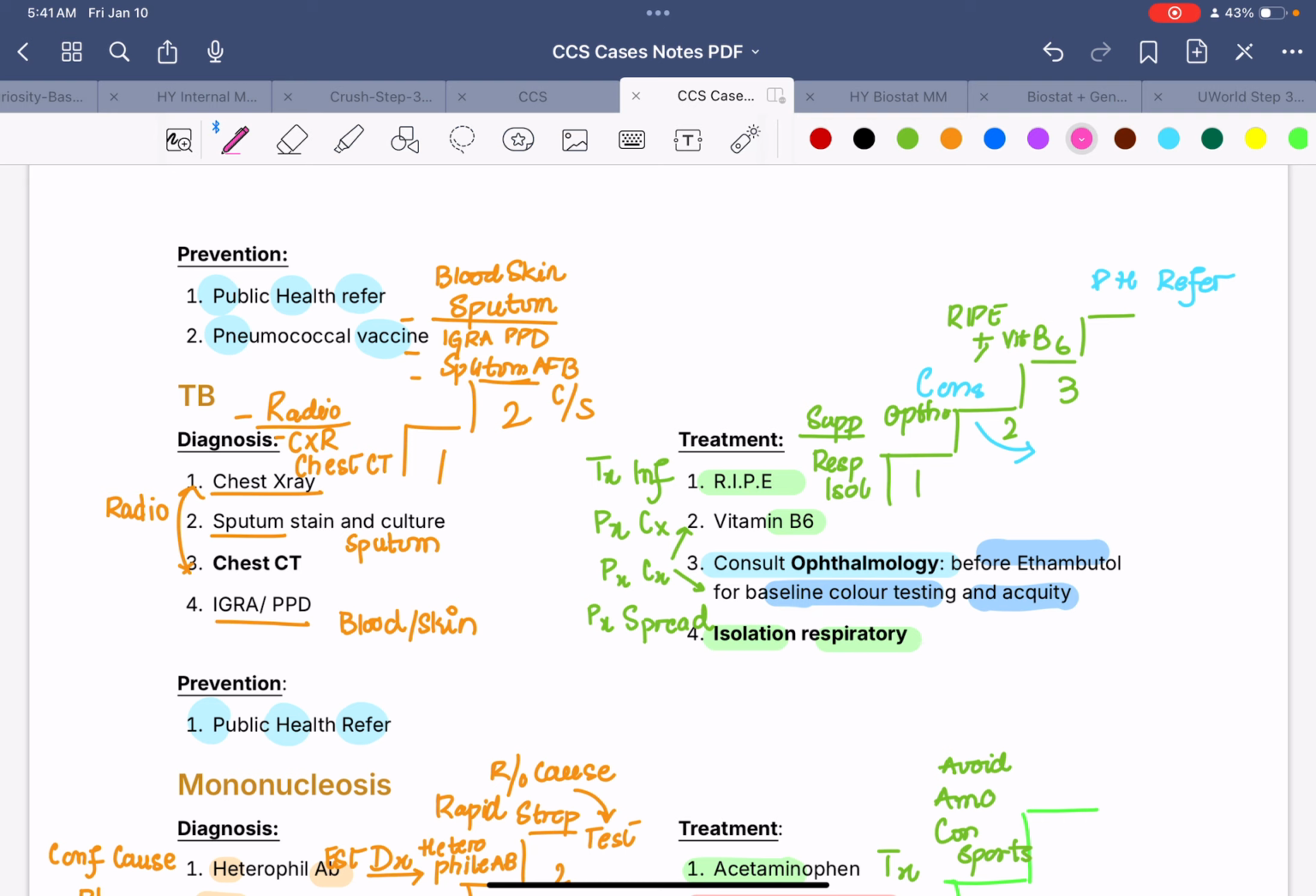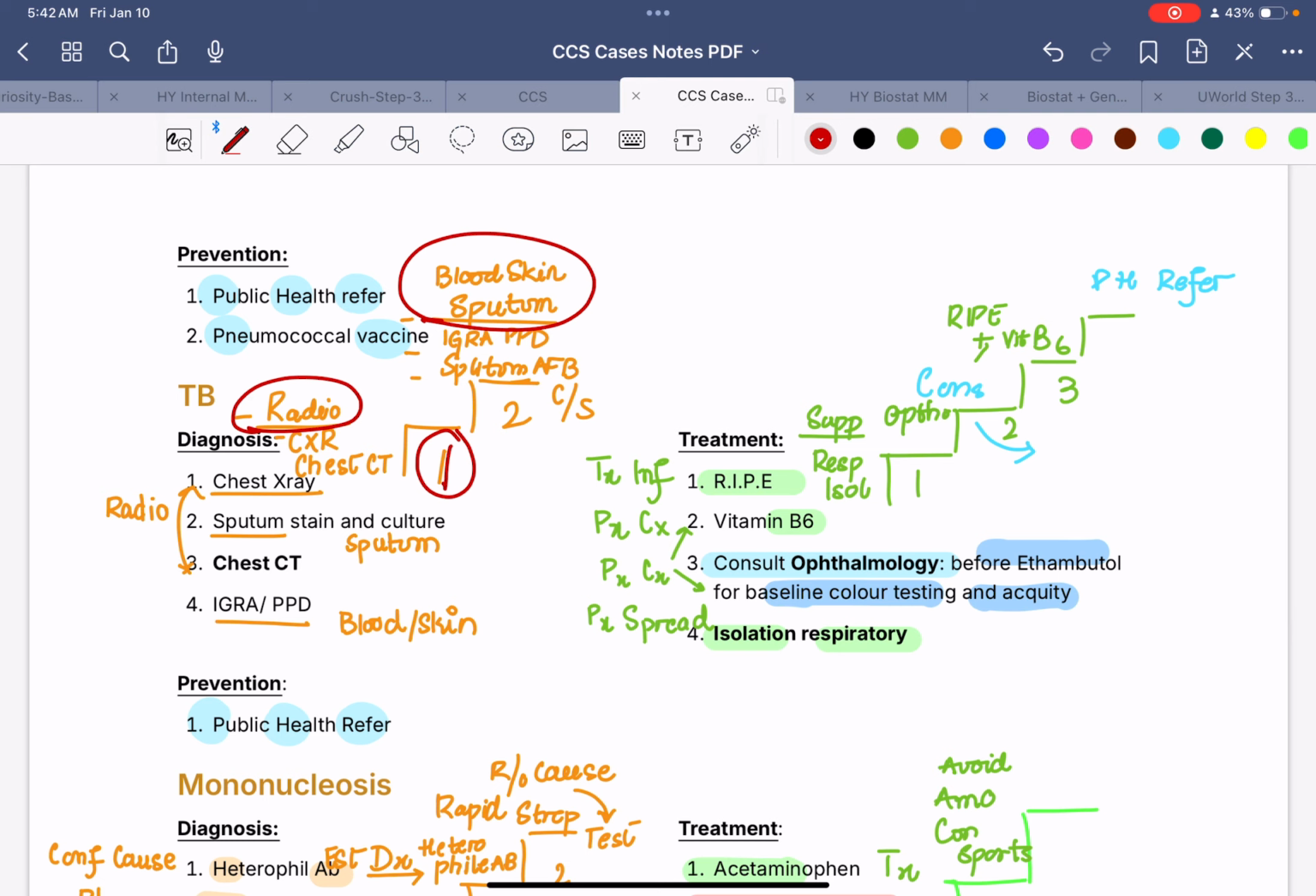Next on, we have tuberculosis. So for tuberculosis, we have two steps in the diagnosis. One, we are going to establish the diagnosis radiologically, and then we are going to establish the diagnosis with blood, skin, or sputum. So for the radiological diagnosis, step number one, we can do a chest x-ray, and moving on, we can also do a chest CT. And for the blood, skin, and sputum, we can confirm with a PPD test or the interferon gamma release assay, along with sputum for acid-fast bacillus and culture sensitivity.